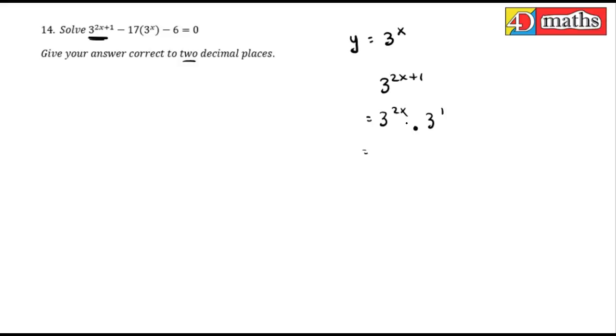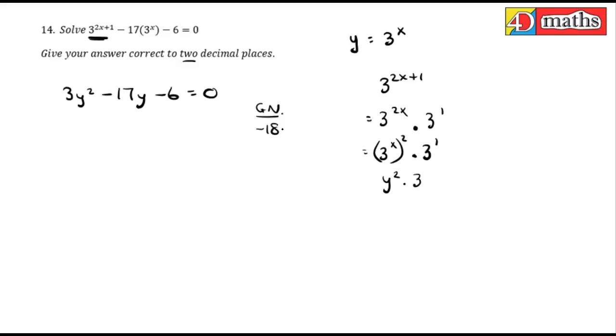I can also break this up: 3 to the power of x, bracket squared, times 3 to the power of 1. When you use brackets you multiply the powers, which is this. So this becomes y squared times 3. So I can replace this with 3y squared minus 17y minus 6 is equal to 0. Okay, so I'm going to factorise that.